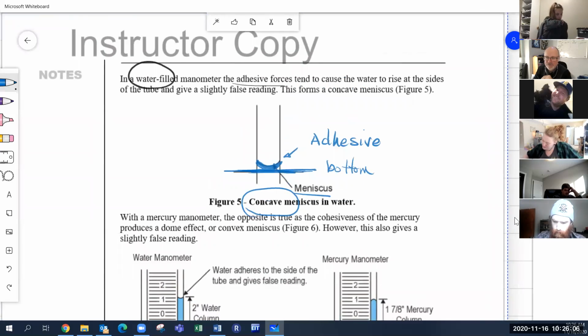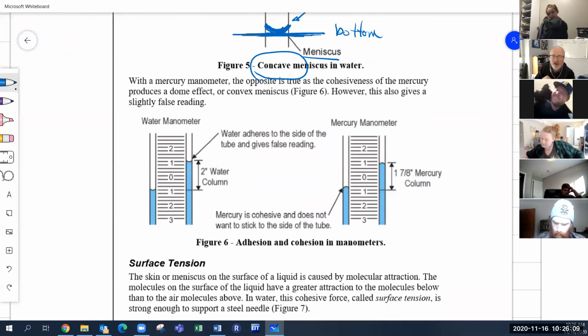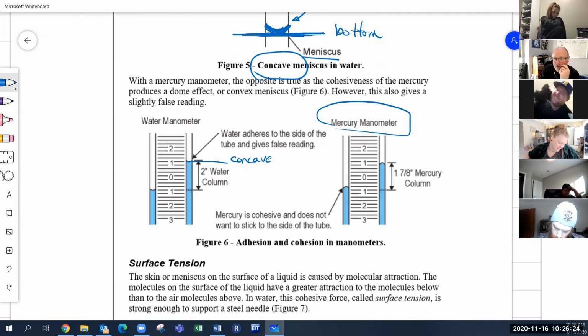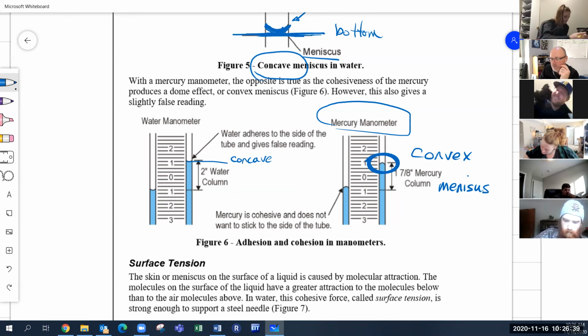Now, we have the next piece where it shows water. Can you see water here has a meniscus that is concave. And then it shows mercury over here. Mercury has a different kind of meniscus. Mercury has a convex meniscus. When you have mercury in a tube, and if you have a mercury thermometer, you could actually see that it has a convex meniscus when it's in a tube.